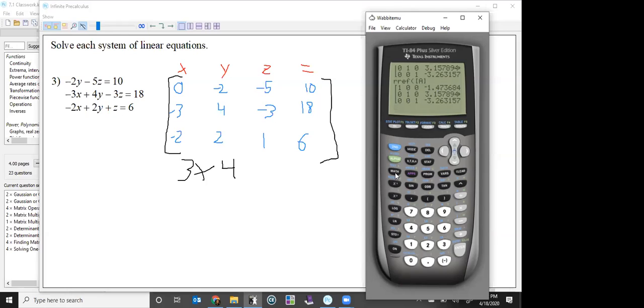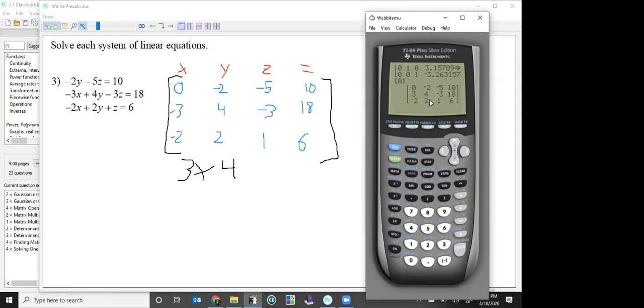So the easiest way to find it is hit second matrix, not math, second matrix. And then instead of going over to math, just hit enter on A. So it says just matrix A, hit enter, and it pops up the matrix that I plugged in. And this is the easiest way of seeing the matrix and then seeing what mistakes I made.